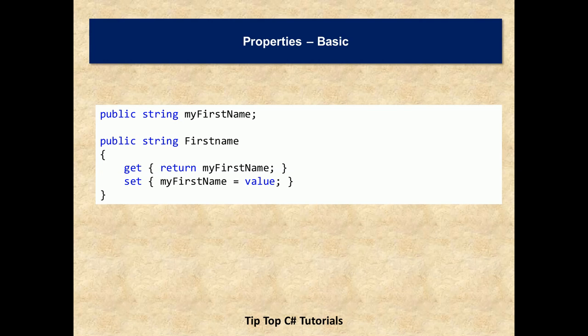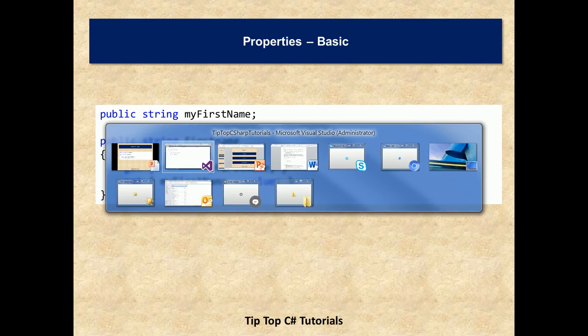A property, as I already mentioned earlier, is a wrapper around a private field. As you can see in the PPT, first name is a private field to which you want to provide flexibility so it can be accessed outside. Then you can provide a property called FirstName, where you provide a getter and a setter. Let's move to Visual Studio to understand more.